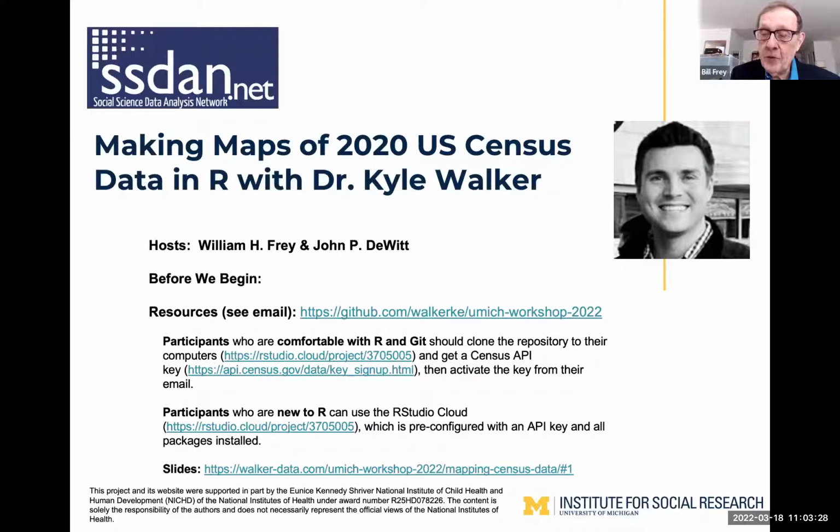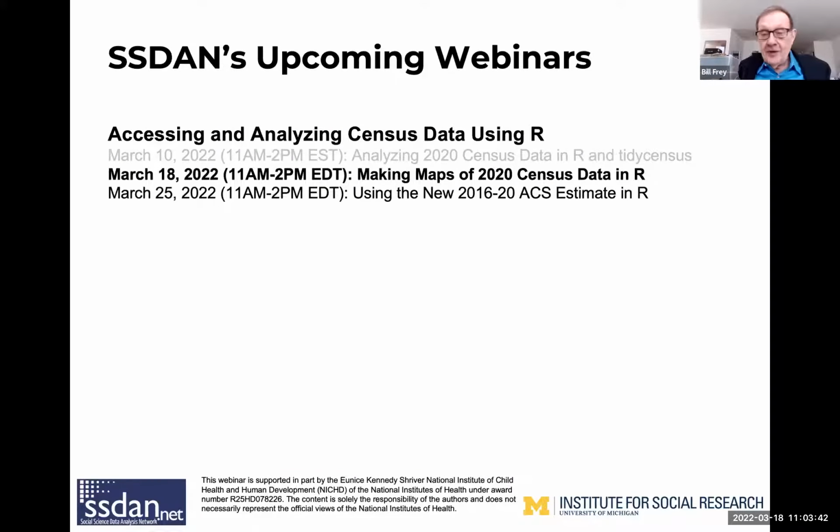As I said, this is one of three webinars that we're doing in this series. The first one was last week, where we looked at just generally analyzing 2020 census data with R. Today is going to be making maps with the 2020 census in R. And next week, for those of you who want to also attend, we're going to unveil, probably for the first time in the country, how to analyze the 2016 to 2020 5-year ACS, American Community Survey data in R. Those data will have just been released a few days earlier, so this will be a chance for you to really get going on that.